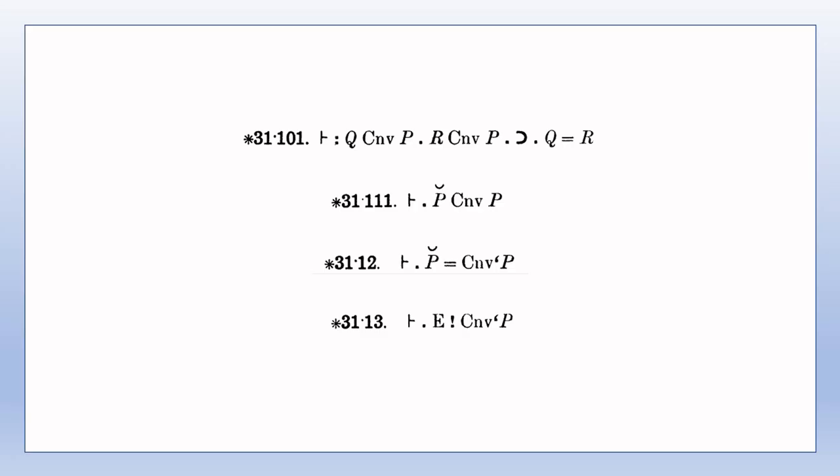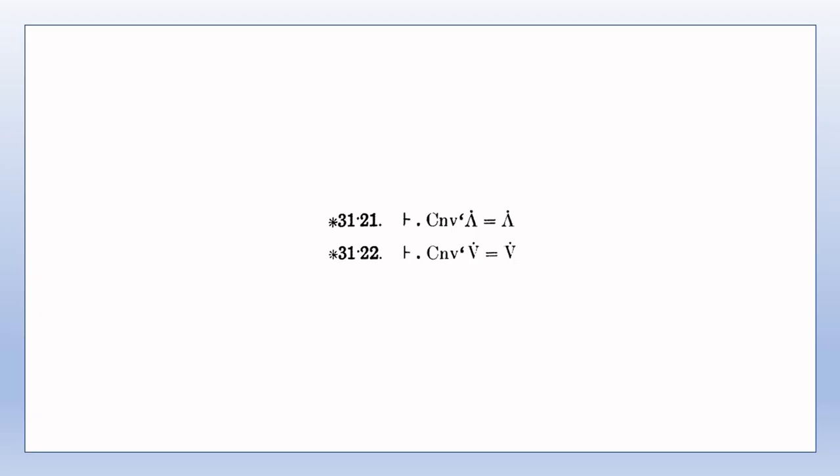And notice in 31.13 we see CNV primed P is a descriptive function which is indicated by the prime. Thus, CNV primed P may be read the object which has relation CNV to P, or more informally, the converse of P. Of course, a relation may be self-converse. For example, 31.21 and 31.22 show that the null relation and universal relation are both equal to their respective converse, that is, they are self-converse relations. These are but two examples and do not in any way exclude the possibility of other self-converse relations.